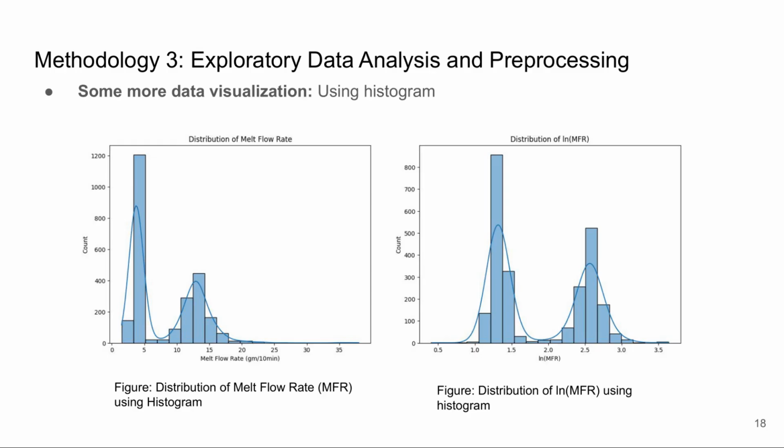This slide shows the utilization of a histogram to visualize the distribution of MFR and the natural log of MFR. So we can see, for example, on the left figure the count for each bin of MFR, and the figure on the right shows the count for the natural log of MFR.